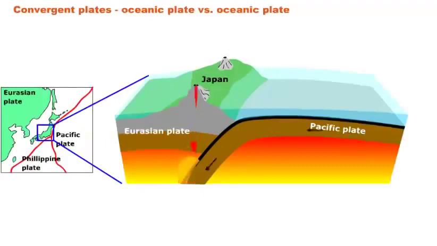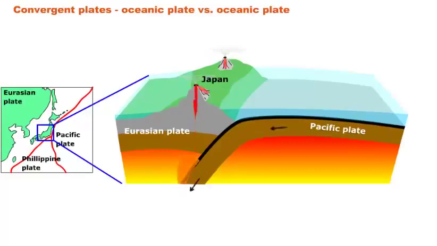All right, first up, when two plates are moving towards each other, we say that they are converging. There are three types of converging plate boundaries where two plates crash into each other. There's oceanic versus oceanic plates, oceanic versus continental plates, and finally continental versus continental plates.